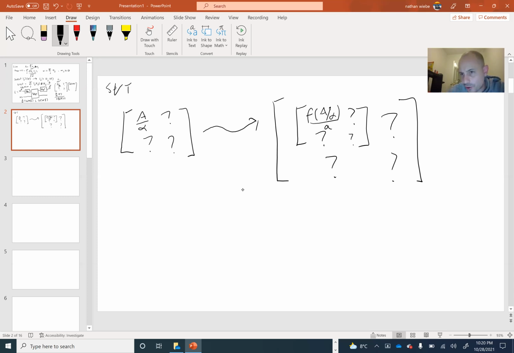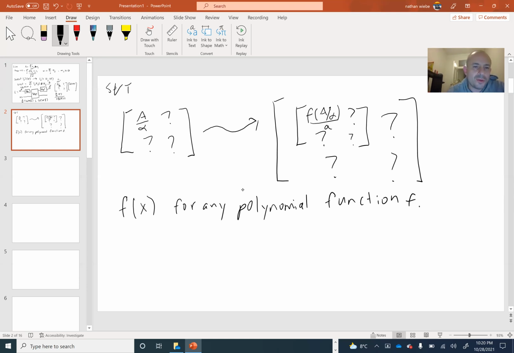Now, what functions are the kind that we can do? The kind that we're going to discuss how to do is we can implement f of x for any polynomial function f. Okay, so that's the basic idea. Now, why would we want to be able to do this? Well, there's a bunch of different reasons.